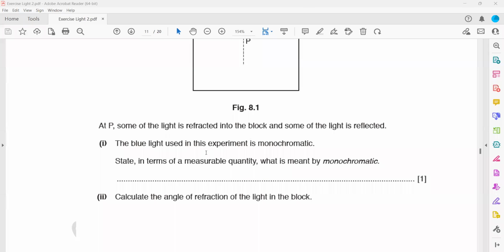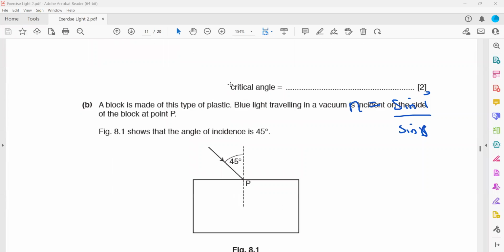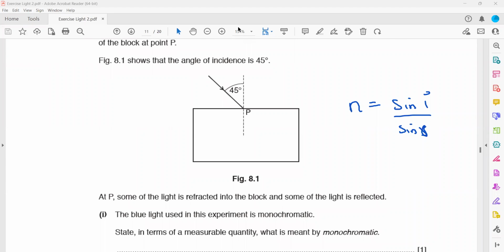Then calculate the angle of refraction, because it's moving from air to glass. So we'll use the formula sine i over sine r. The refractive index for such a type was, I think, 1.5. The angle of incidence was 45. The angle of refraction we don't know. We cross multiply. So sine r equals sine 45 divided by 1.5. And then take the sine inverse.